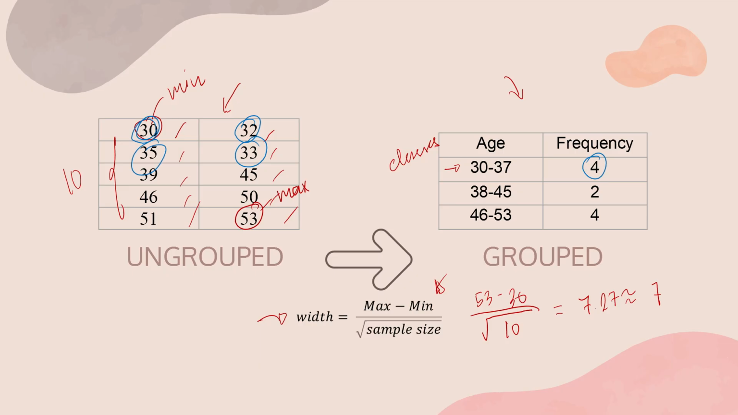And then we count how many observations fall within 38 to 45. So that would be 38, 1 and 2. And then finally we look for the observations that fall within 46 to 53. So 1, 2, 3, and 4. So you get 4. Okay, so that's how we compute for our class width.